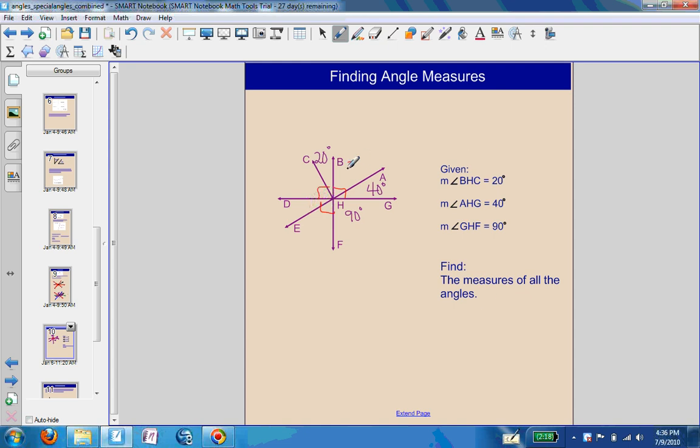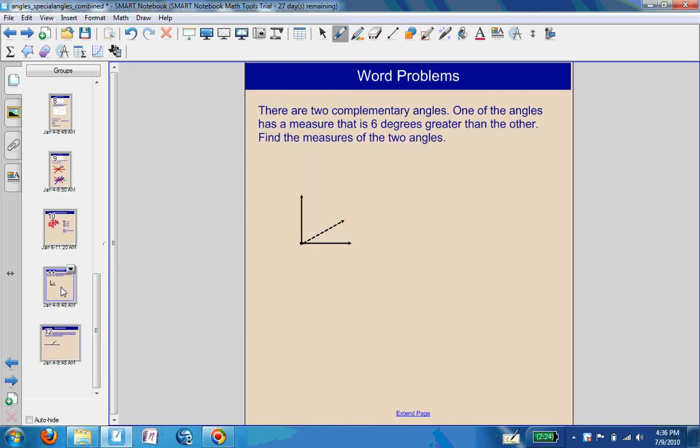So therefore, this has to be 50 degrees because these two angles are complementary. They add up to 90 degrees. This one has to be 70 degrees because these two are complementary. And then over here, I can tell that this angle and these two lines are going to intersect to form vertical angles, so this is 50. And then this angle and this angle are also vertical, so this angle is 40. And we now know the degree angles of all the different angles in this problem.